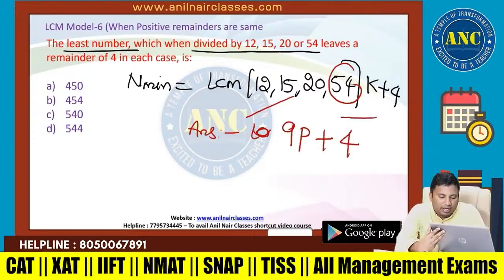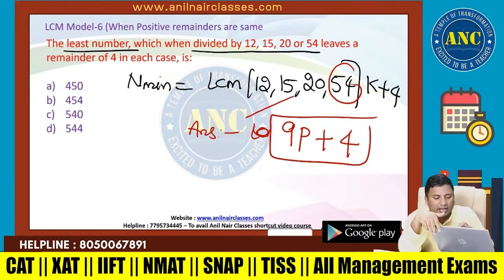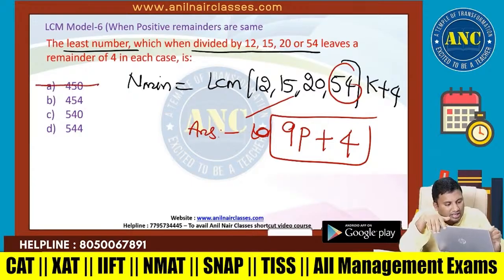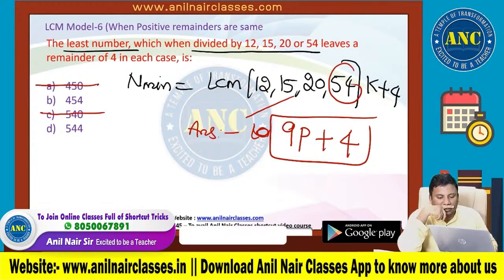The answer should be of the form 9p plus 4. If one number's digital sum is 9, and you take the LCM with any other numbers, the answer's digital sum will be 9. So it is 9 into something plus 4.